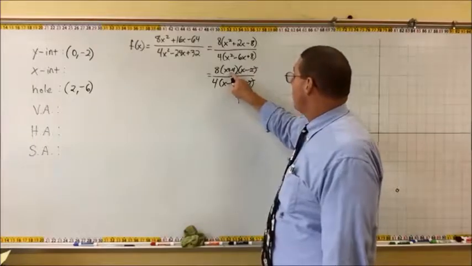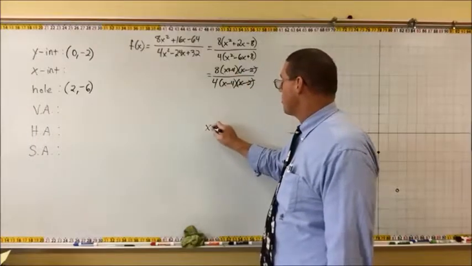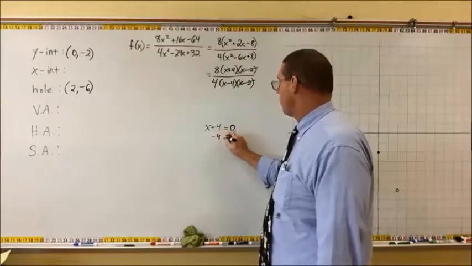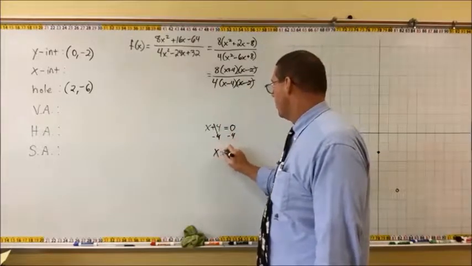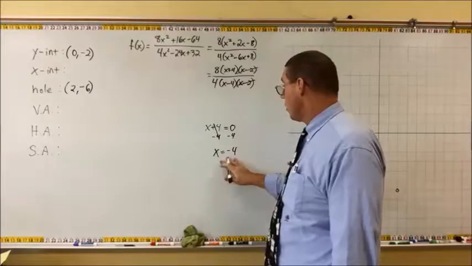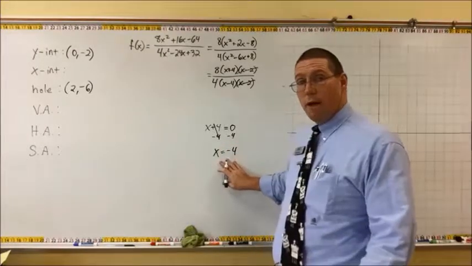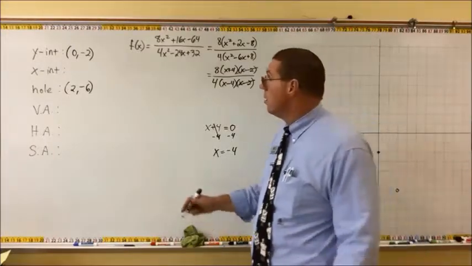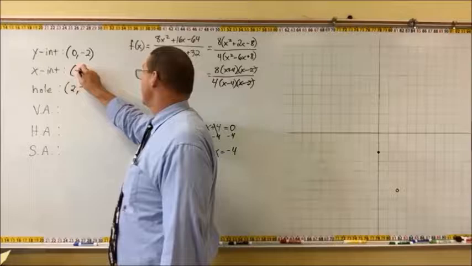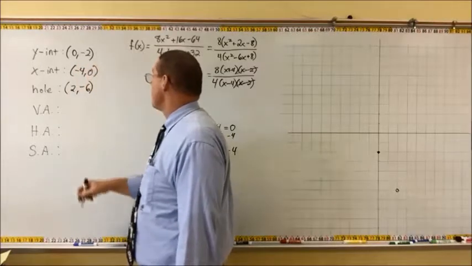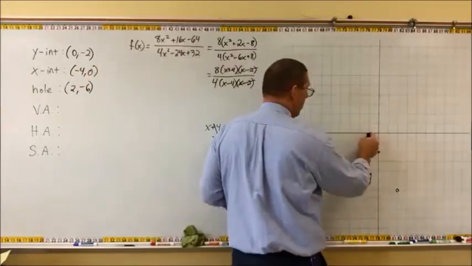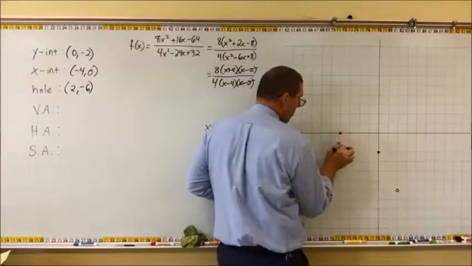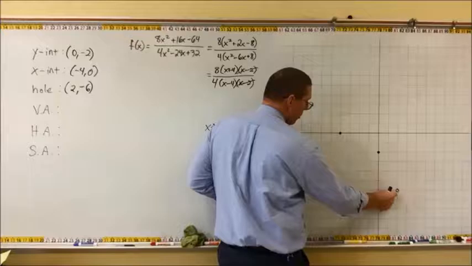However, we do have another factor in the numerator. We have an x plus 4. And if we set that equal to 0, and then subtract 4 from both sides, we get x equals negative 4. So if x is negative 4, and on the x-intercept, the y value is always 0, so we have an x-intercept at negative 4 and 0. So if we go to negative 1, negative 2, negative 3, negative 4, and 0, we'll put a dot. And you see here, there's a point here, there's a point here, and there's a point here.